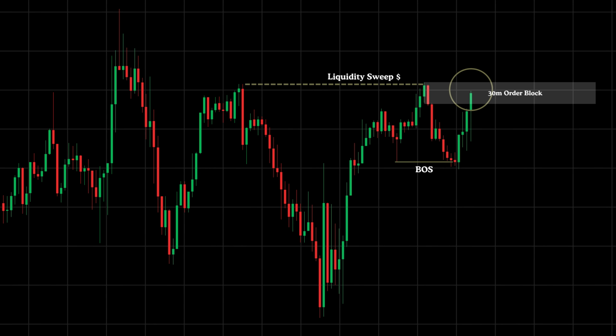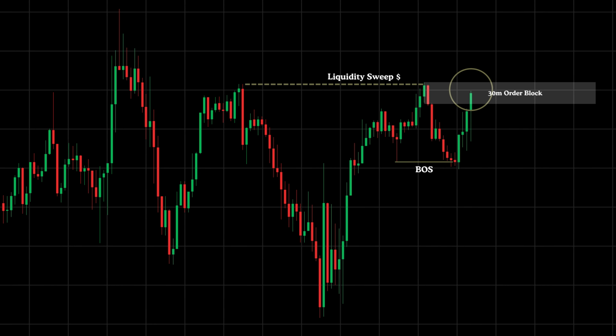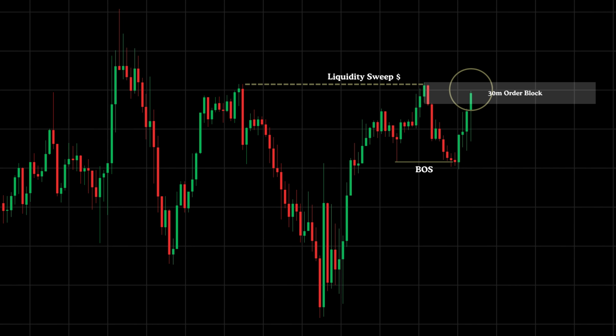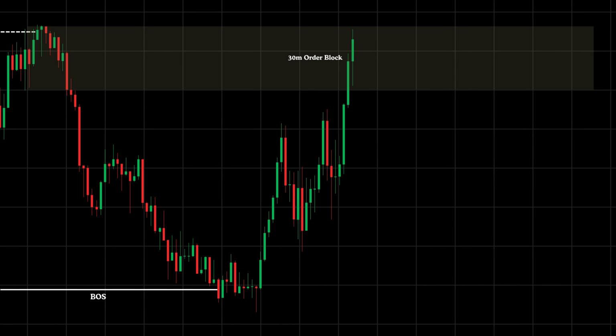As you can see, price moved higher and tapped into the 30-minute supply zone. At that moment, I zoom into the 5-minute chart to carefully analyze price action within the zone. Here's what we see, after tapping the higher time frame supply.